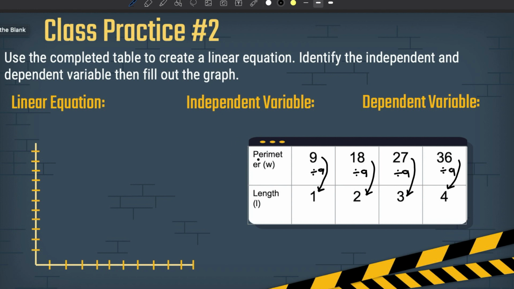So now that we know that the perimeter is our independent variable and our length is our dependent variable, we can create our linear equation. Remember, our dependent variable always goes first when we're writing it, so it would be L equals, and then it would be W next, and then since we're dividing by 9, we need to divide by 9. Our independent variable was W, our dependent variable was L. So now that we have figured our linear equation and worked through our table, we are going to plot on our graph. So since the horizontal axis is our independent variable, we're going to write perimeter, which is W. And then our dependent variable is the vertical axis, which is L.